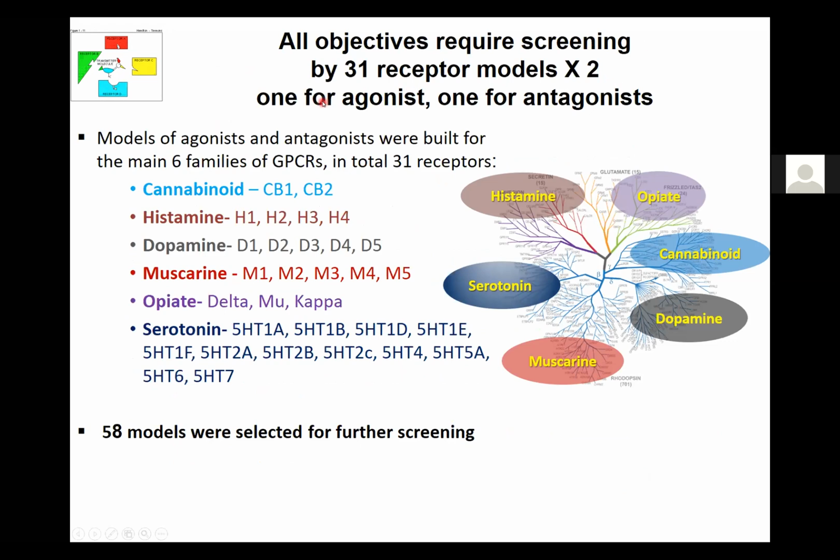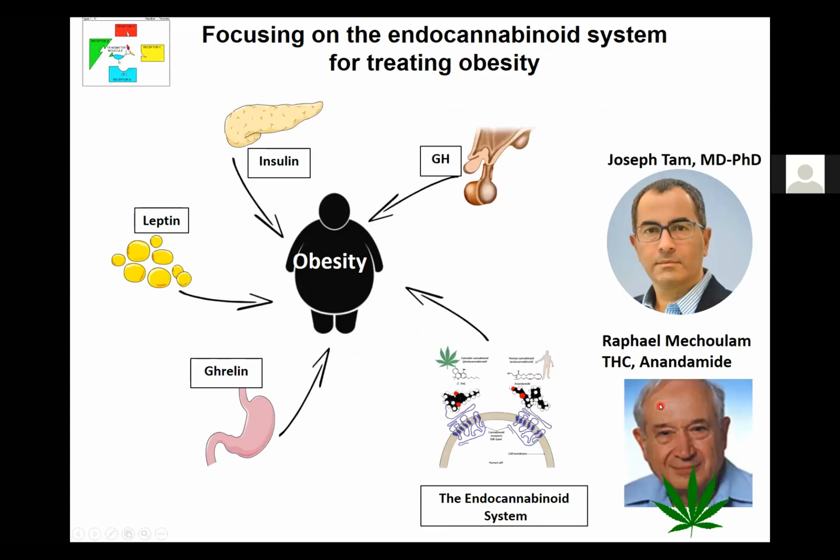So all these objectives require screening by 31 receptor models times 2, because it's agonism and antagonism. And we looked at the cannabinoid 2 receptors and the histamine, dopamine, muscarine receptors, opiates, and the 12 main serotonin receptors. Altogether, we could not model some of the receptors because of lack of ligands. We only managed finally to have about 58 models out of the 62 that we were hoping to have.